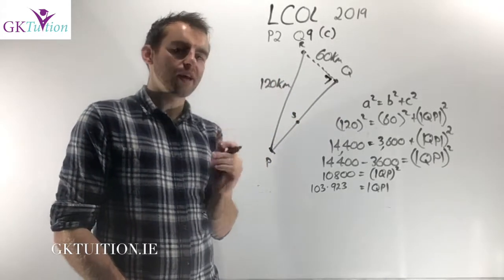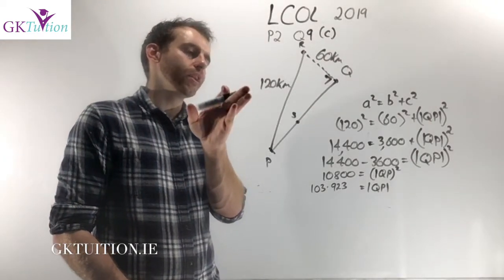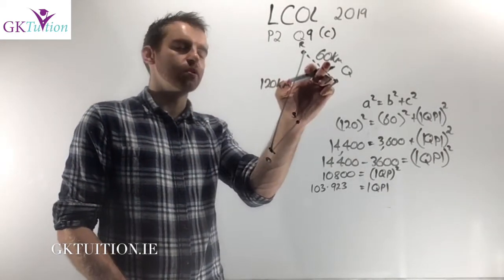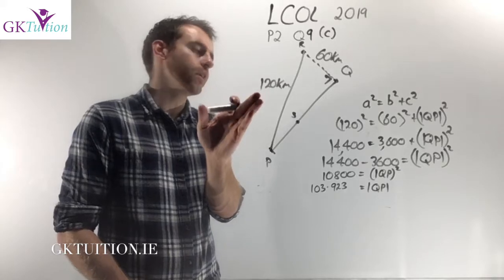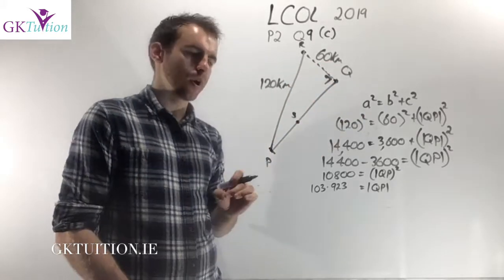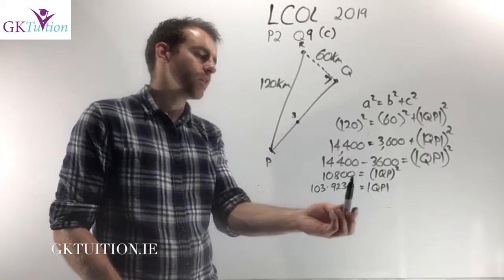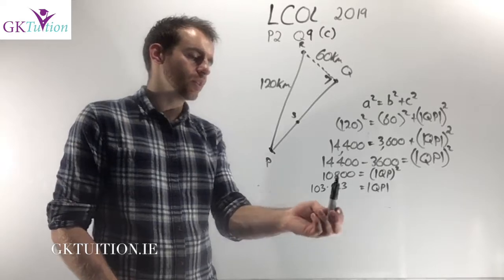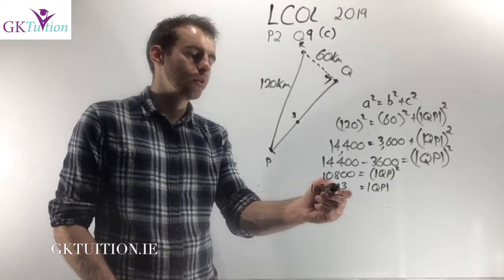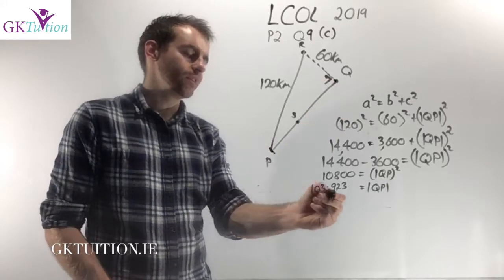So opposite the right angle in this case is 120. So I can say that 120 squared is equal to 60 squared plus QP squared. When you work this one out, you just work your way through the question, and QP ends up as 103.923. In other words, the distance from Q the whole way to P is this.